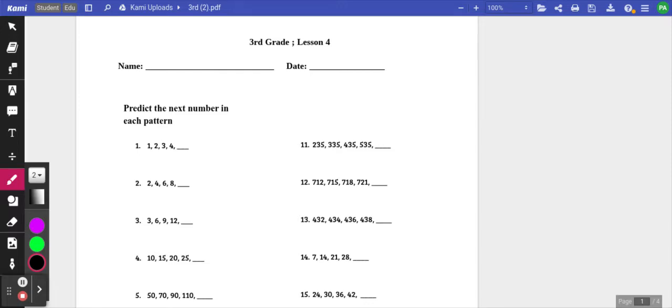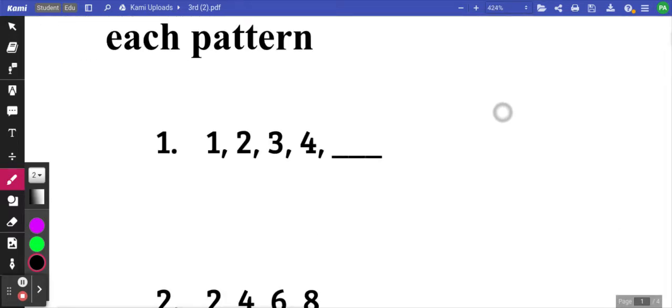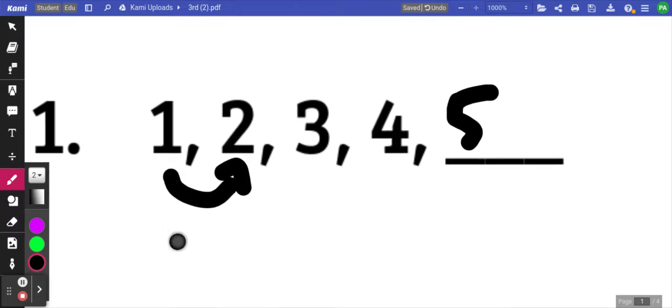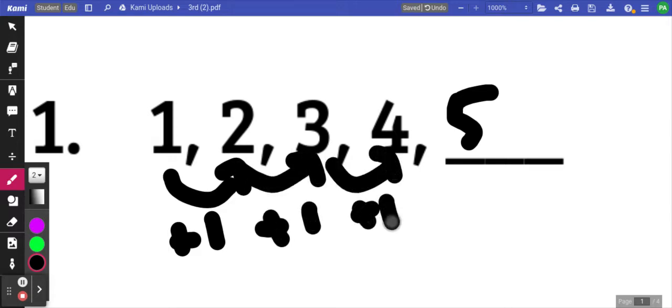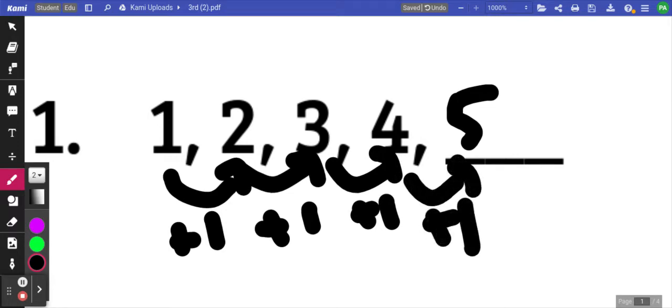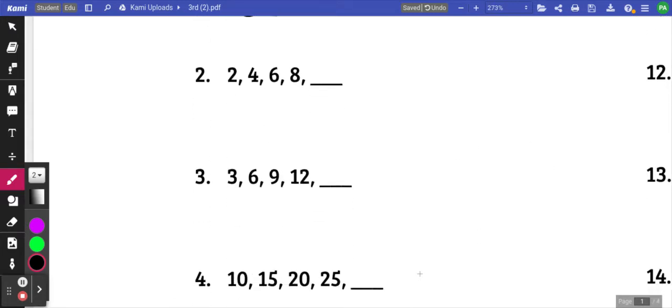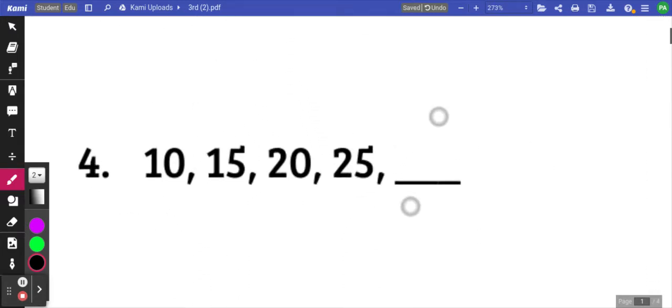So let's try number one together. Very simple one. So obviously we all know 1, 2, 3, 4. What's the next one? Five. But how did we get to five? Well, let's think about it. How did we even get 1 to 2? Well, 1 plus 1 is 2, right? So plus 1. Same thing. So how did we get 2 to 3? Same thing, plus 1. And so on. So basically, what does this pattern consist of? Plus 1s.